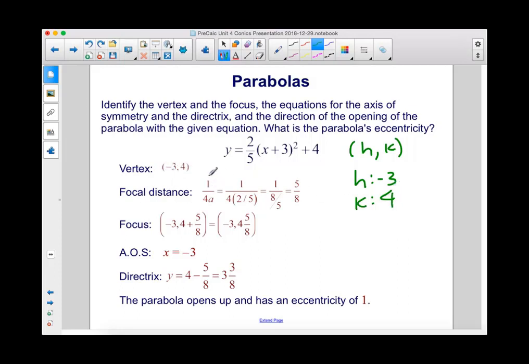Our focal distance is 1/4a, and in this case, a is 2/5. So when you plug that in, we get that our focal distance is 5/8. The focus is at h, k plus the focal distance, so that's -3, 4 and 5/8. The axis of symmetry is at our h value, so x equals -3. The directrix is at k minus the focal distance, so 4 minus 5/8 is 3 3/8. The parabola opens up and has an eccentricity of 1.